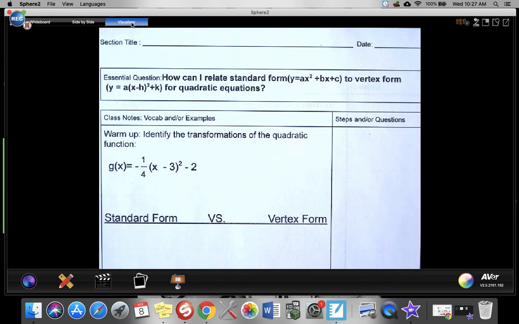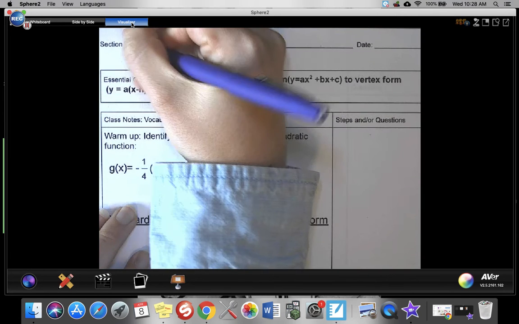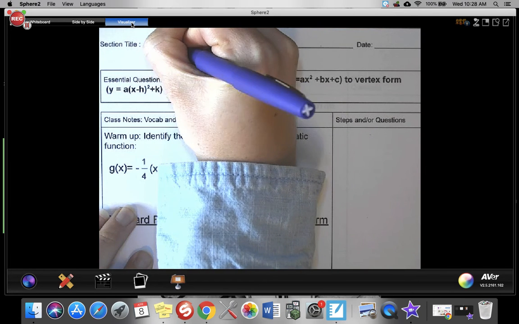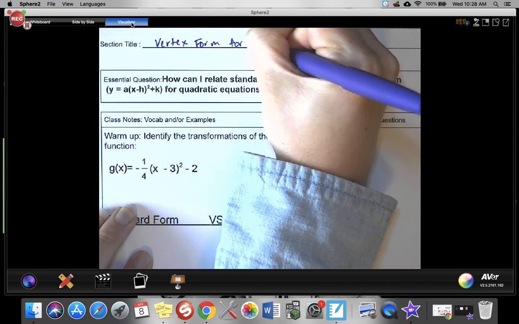First we're going to start with the section title. It doesn't really have a specific section in your textbook, so I'm just going to call it vertex form for quadratics.